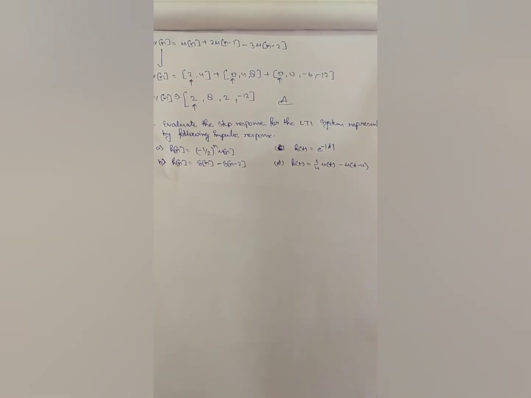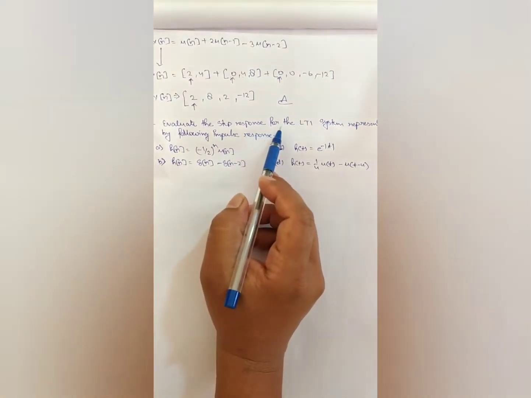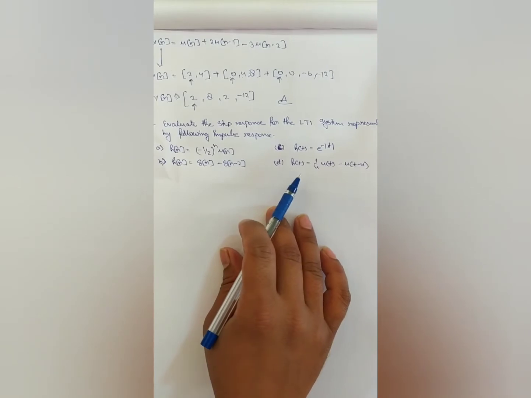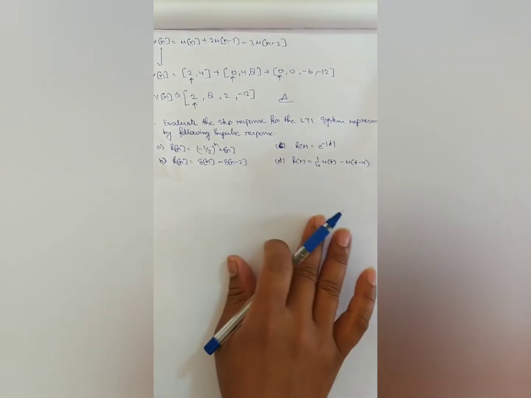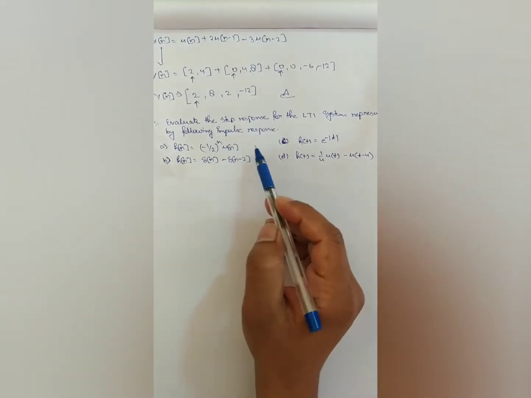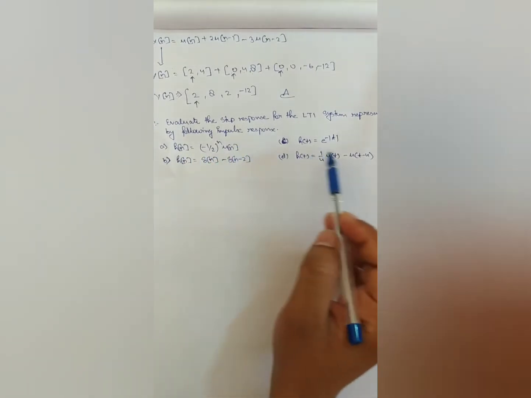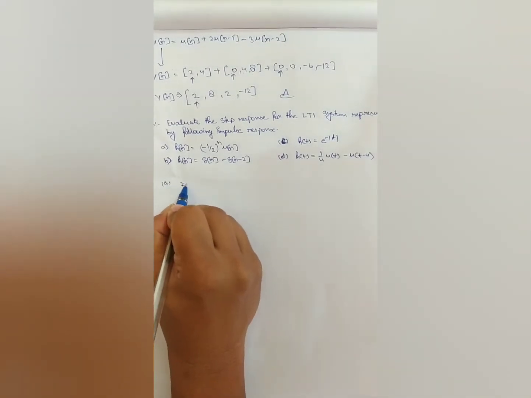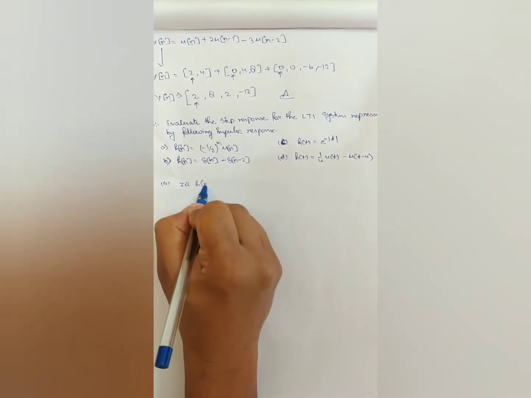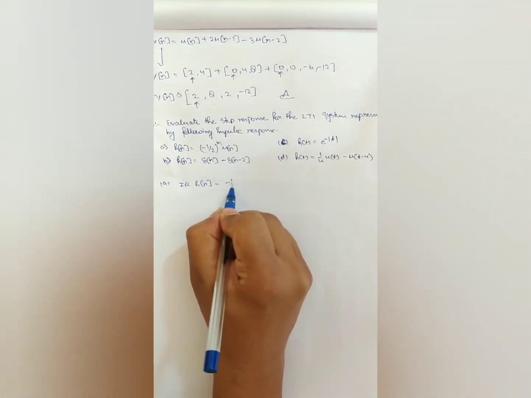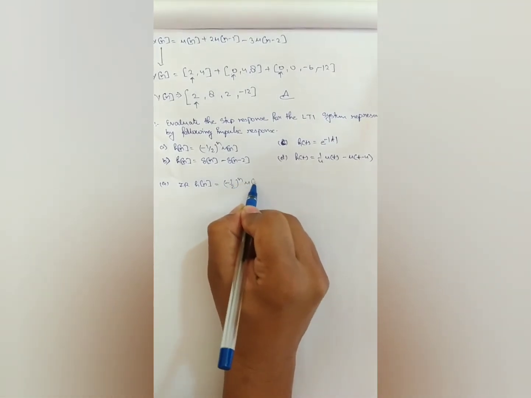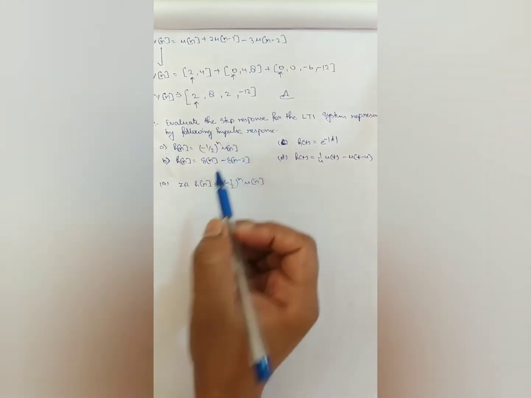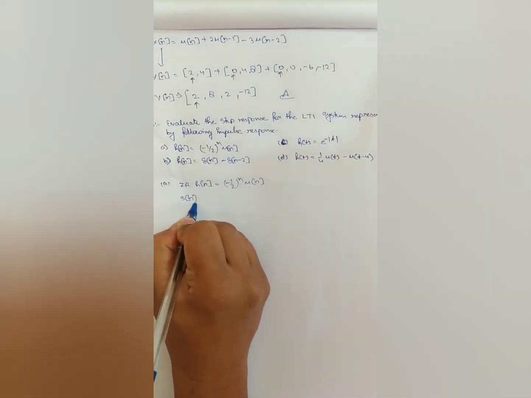In the next question, we have to evaluate the step response of the LTI system, where the impulse response is given by h[n] and h(t). There are 4 different questions, two for discrete time and two for continuous time. Here, first, the impulse response of the system h[n] is given by (minus 1 by 2) to the power n u[n]. The question asks for the step response of the system.